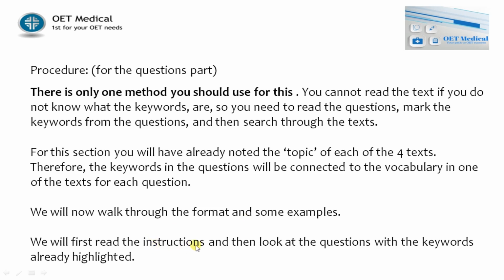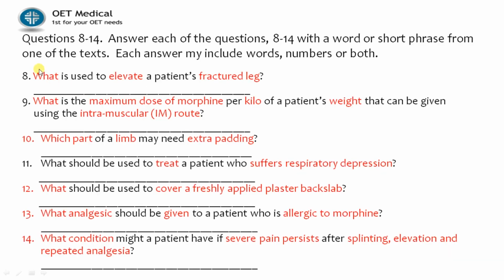So first we read the instructions, always do that first. Then look at the questions. Here I've highlighted the keywords, my keywords. Yours may be different, but I've highlighted the things that I think are the keywords. So we have 8 questions. On here I've marked the keywords in red. These are the things that I would expect to notice, or notice similar things in the text. This is what I would be looking for.